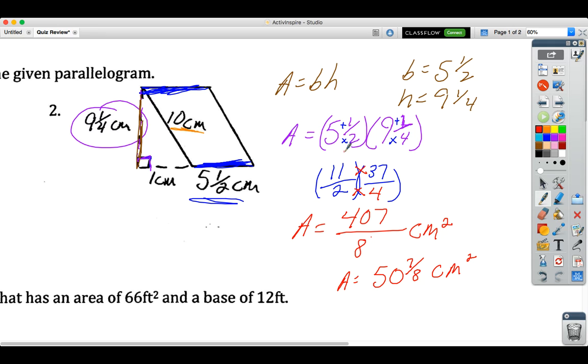All right, so just make sure that when you're multiplying your fractions, you're rewriting them into improper fractions. And when we're multiplying our fractions, we just multiply across. So we just do our numerator times our numerator, our denominator times our denominator. We don't need to find any common denominators or anything. All right, now let's move on to the next question.